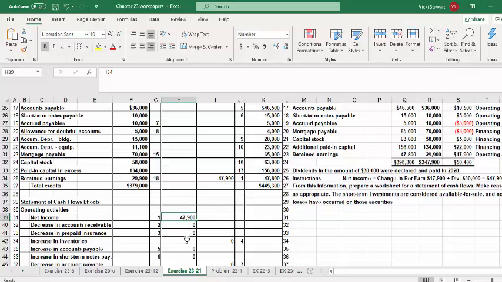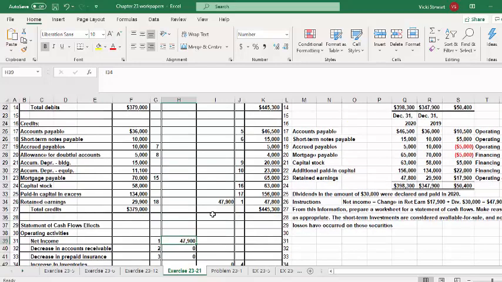So the items will fill in as we complete the reconciliations at the top. And the benefit of this is that you don't miss any items because you make sure that every single one of them has been included. And you also don't misidentify an item as being a provision of cash when it was really a use of cash.